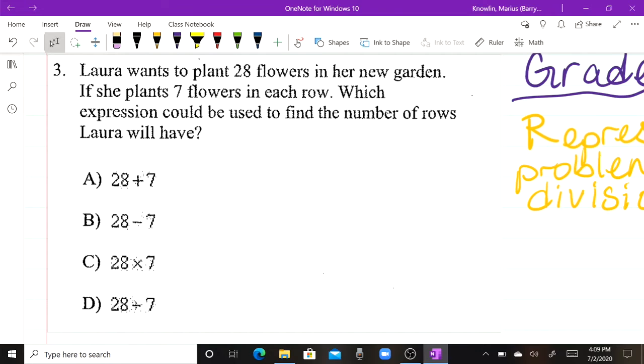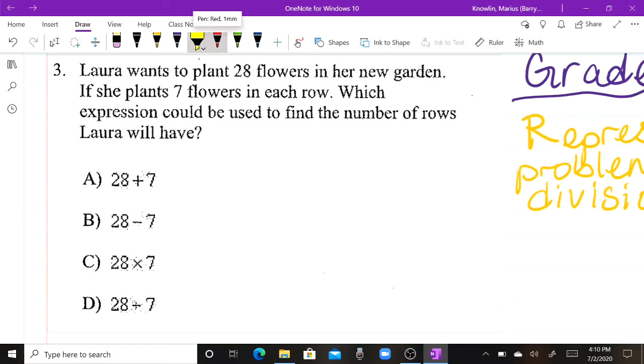All right, we're going to take time to read it out loud first, and then we're going to go back and reread it a second time. When we read it the second time, we're going to highlight and underline important information. So it says, Laura wants to plant 28 flowers in her new garden. If she plants 7 flowers in each row, which expression could be used to find the number of rows Laura will have?